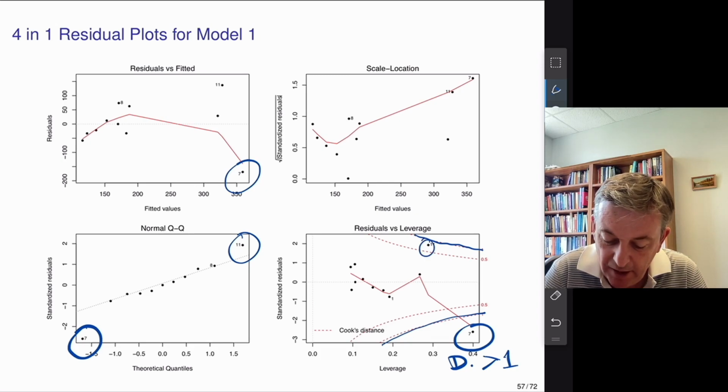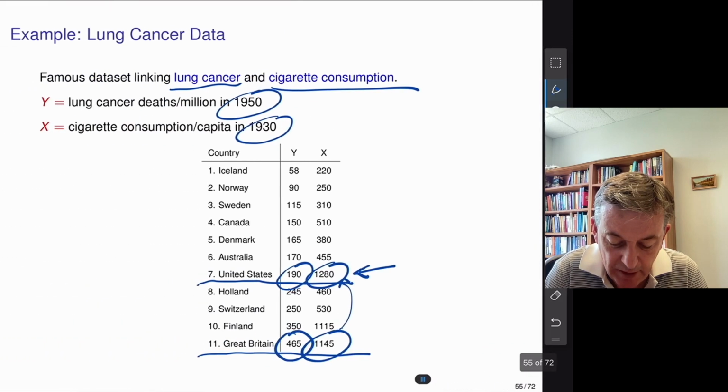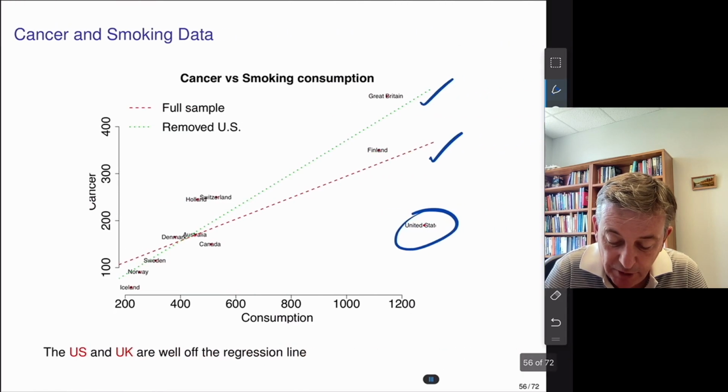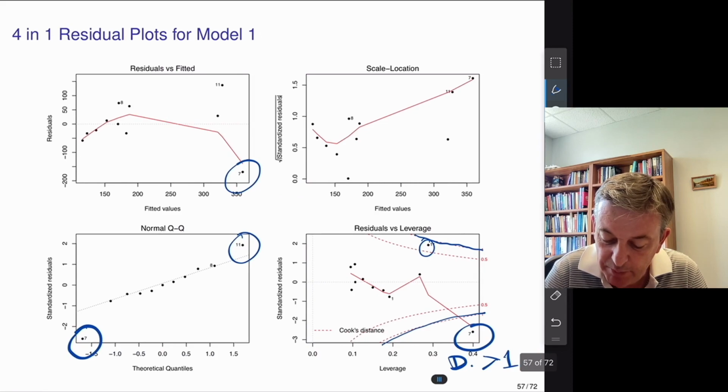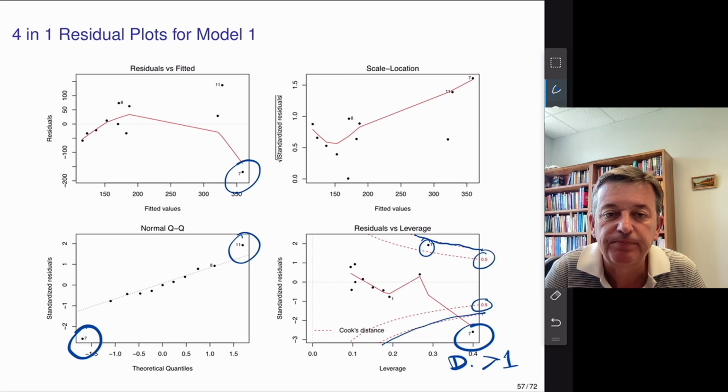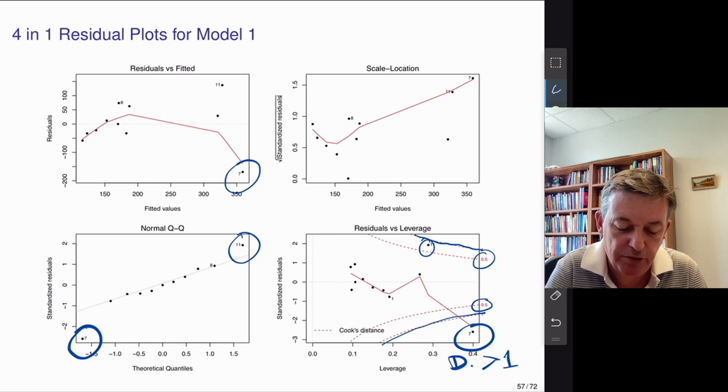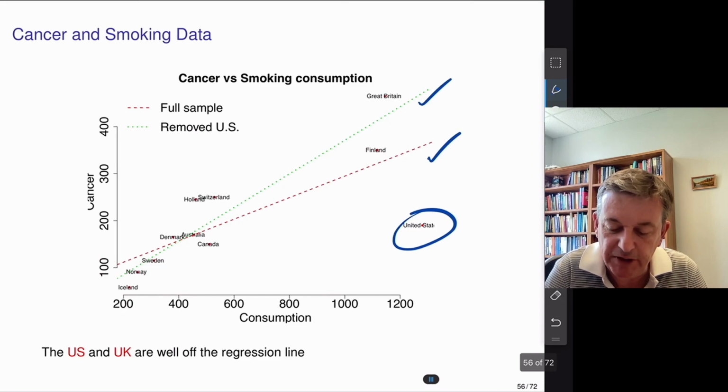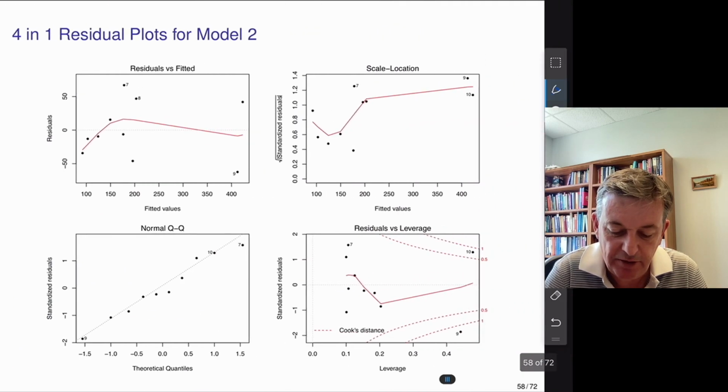Up here, actually let me just check. Number 11 was actually Great Britain. So there's Great Britain up here. More deaths than should have happened, and everybody else is in the range from 0 to 0.5, so not influential. So one influential point, which is also an outlier, and if I rerun the regression, I can see the difference in effect.